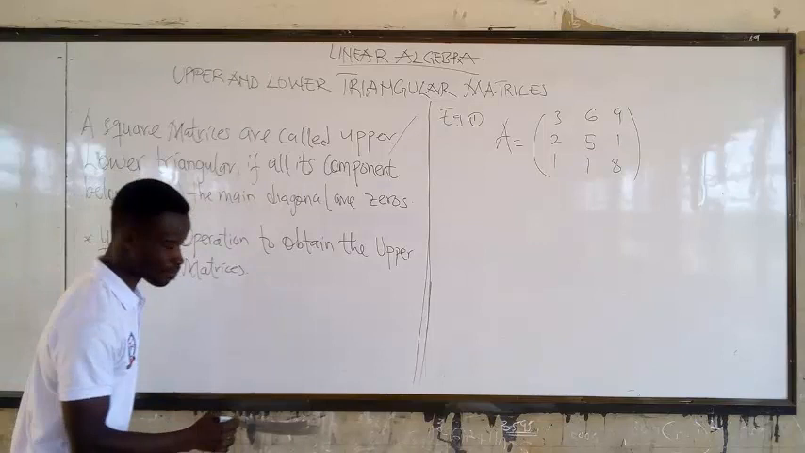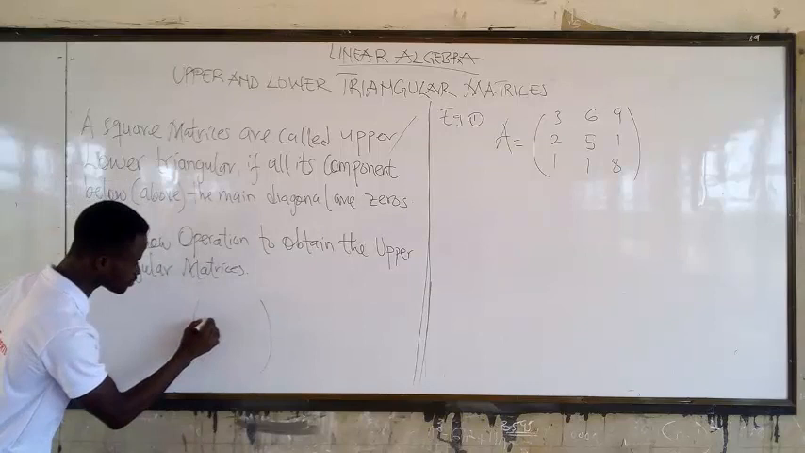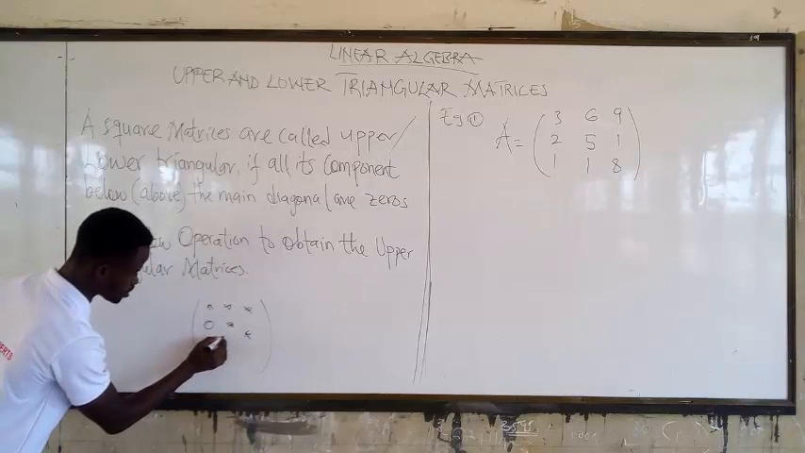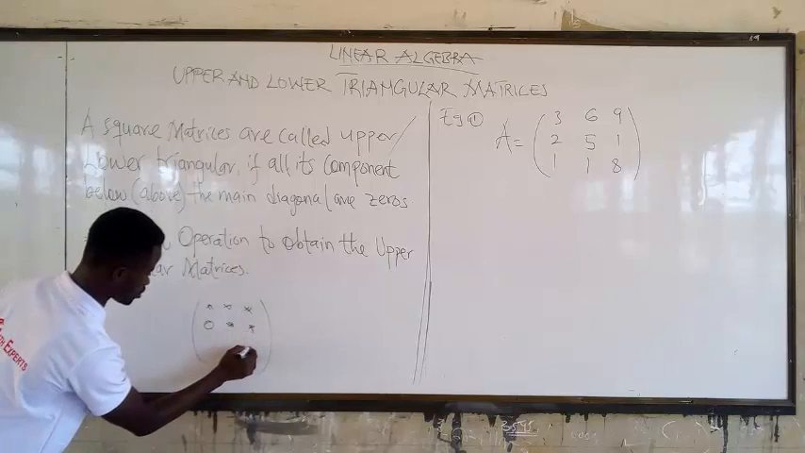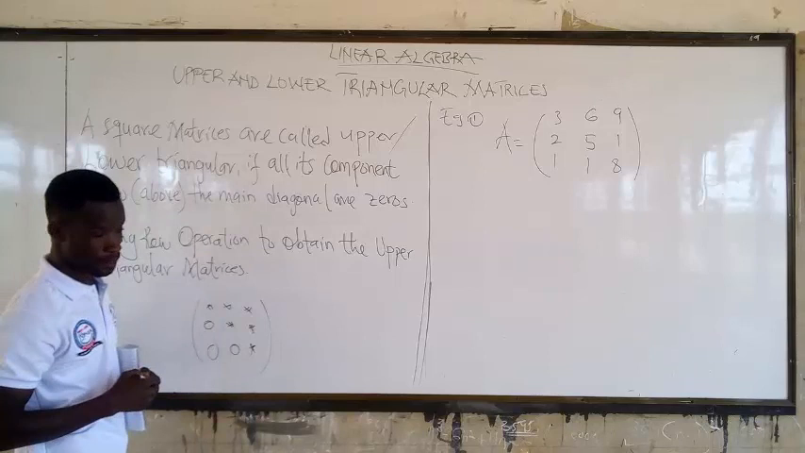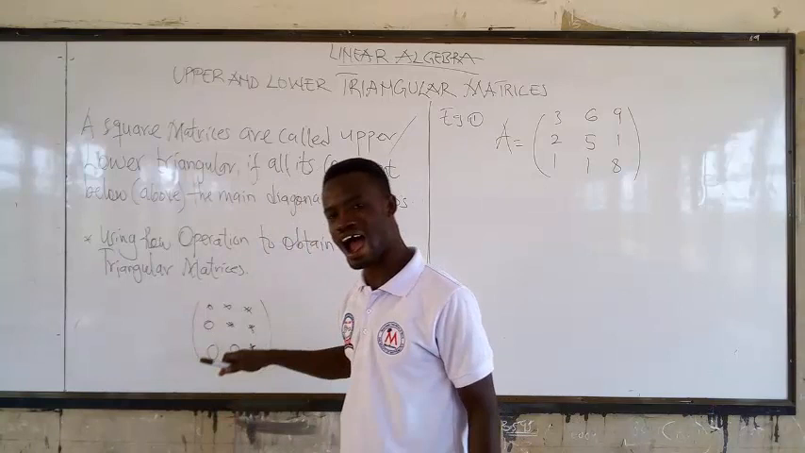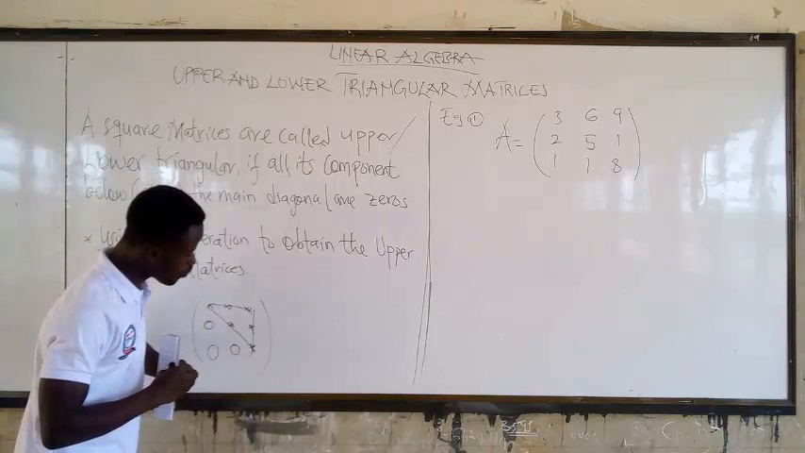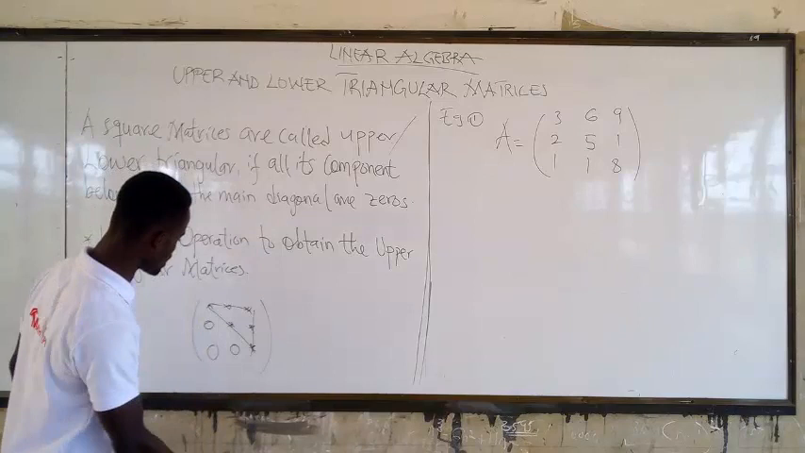For instance, let's say we have a matrix like this. I'm considering 3 by 3 here. Then we have it to be 0, here to be 0, here to be 0. Now, we are saying that this is an upper triangular matrix, because you can see that there is a triangle forming here. The one with zeros below the diagonal is what we call the upper triangular matrix.